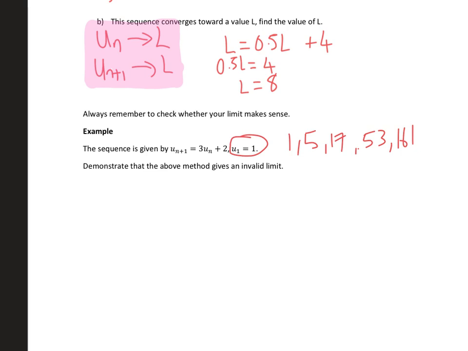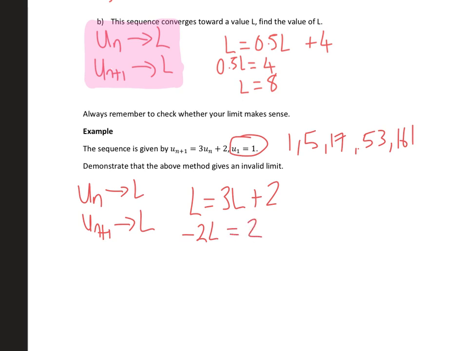But let's look at what happens if we did pretend it had a limit. If I said that u(n) goes to L and u(n+1) goes to L, I will get L equals 3L plus 2. If I take away 3L from both sides, I get minus 2L equals 2. So L would equal minus 1. That's saying that those numbers will keep going towards minus 1, which doesn't make sense.